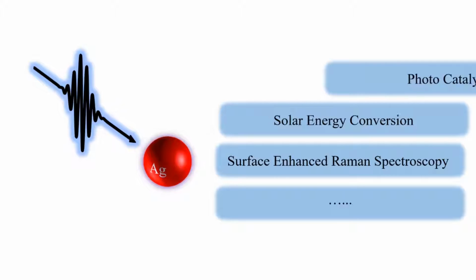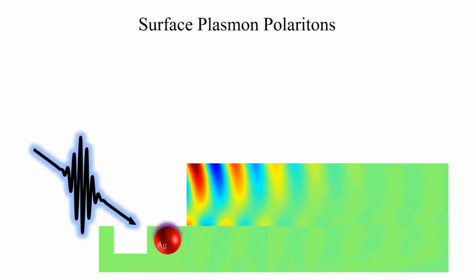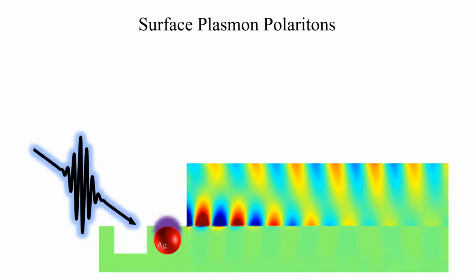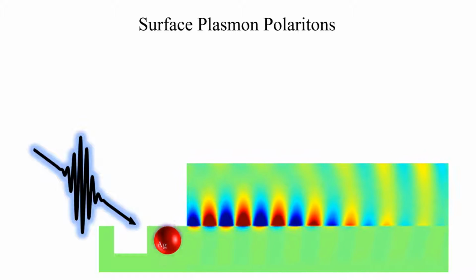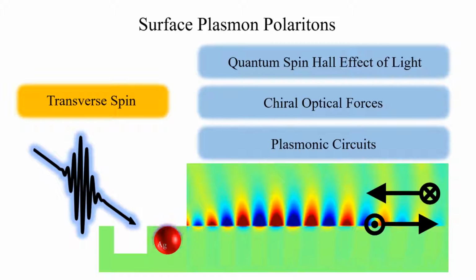Besides the localized mode, the collective electron motions can propagate at a metal-dielectric interface at the local speed of light in the form of a surface electromagnetic wave, known as surface plasmon polaritons. Such a propagating mode carries transverse spin orthogonal to the direction of propagation, meaning that counterpropagating plasmon waves have opposite spin directions, which is a manifestation of the quantum spin Hall effect of light. Therefore, SPPs can be utilized to achieve chiral optical force techniques and spin-orbit coupling assisted plasmonic circuits, etc.